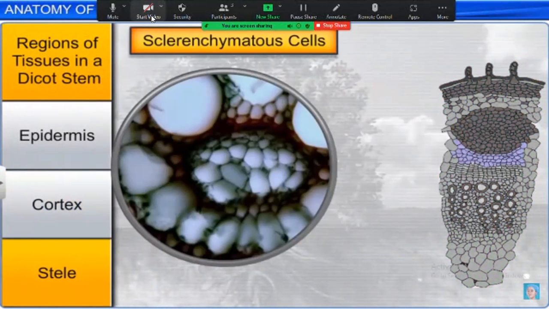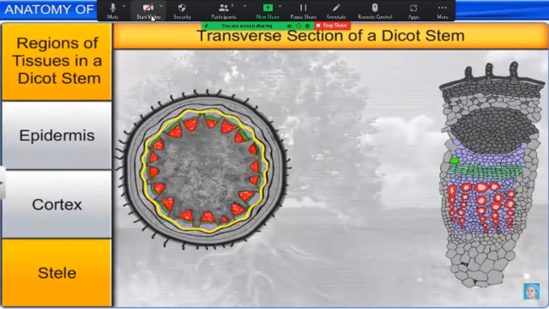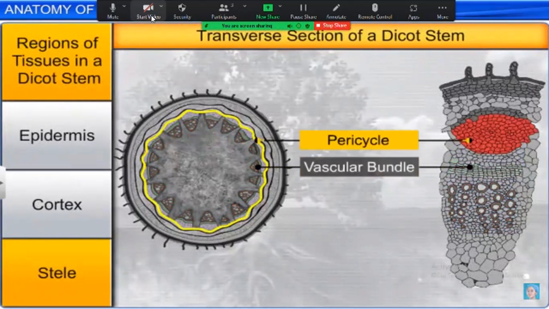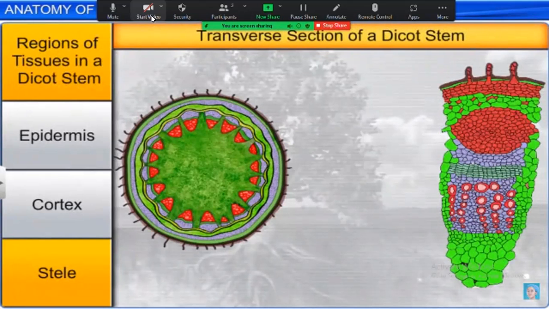The vascular bundles are located in a ring on the inside of the pericycle. This ring arrangement is a distinctive feature of the dicot stem. There are layers of radially arranged parenchymatous cells in between the vascular bundles, which constitute the medullary ray.